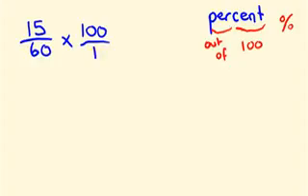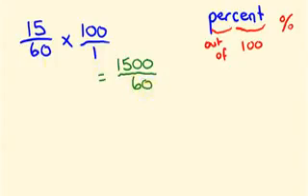Now, what do we do then? Well, we just treat these like any other thing where we're multiplying fractions. When we multiply fractions, we go top number times the top number and then bottom number times the bottom number to get our answer. So 15 times 100 is 1,500, and this is going to be divided by 60 times 1. So 60 times 1 is 60.